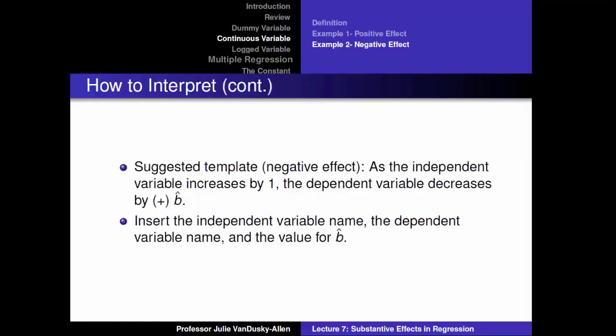Here is a template you can use to interpret the negative coefficient for a continuous variable with the linear effect. As the independent variable increases by 1, the dependent variable decreases by the value of the positive b hat. Make sure to include the independent variable name, the dependent variable name, and the value of b hat in this template. And make sure not to include the negative sign for b hat because you are saying decreases here, which implies there is a negative effect.